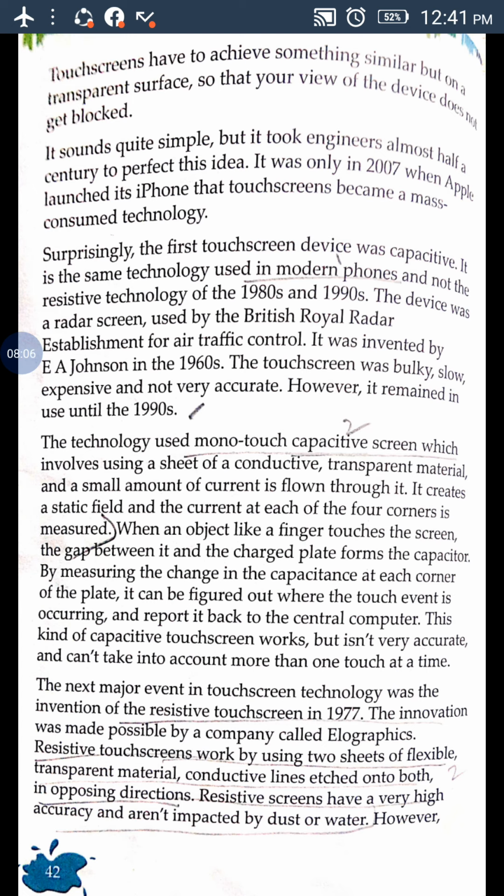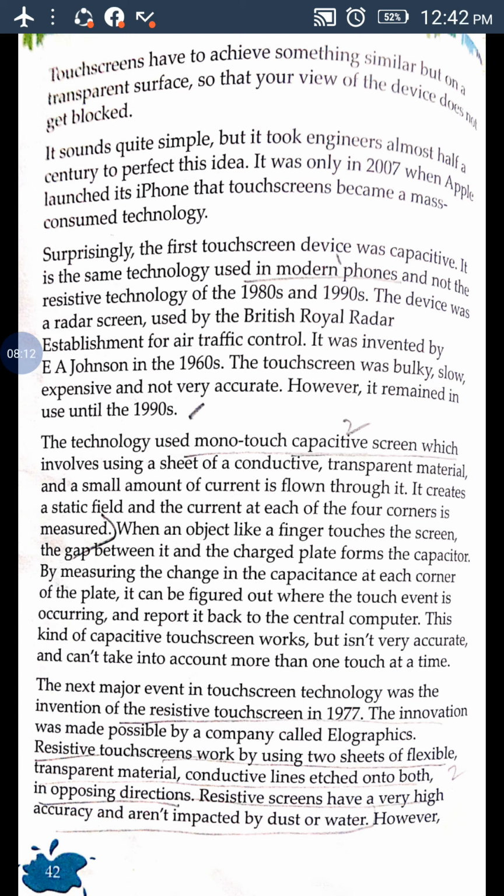Resistive screens have very high accuracy and aren't impacted by dust or water. However, using this technology is very cumbersome. Cumbersome means very problematic. The screens need significantly more pressure than capacitive ones and cannot register multiple touch events.